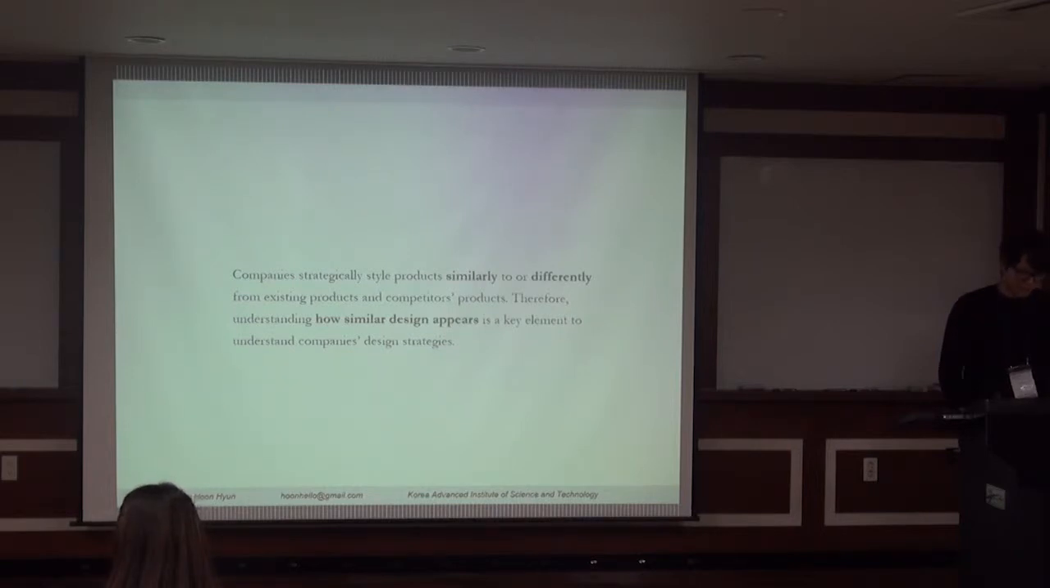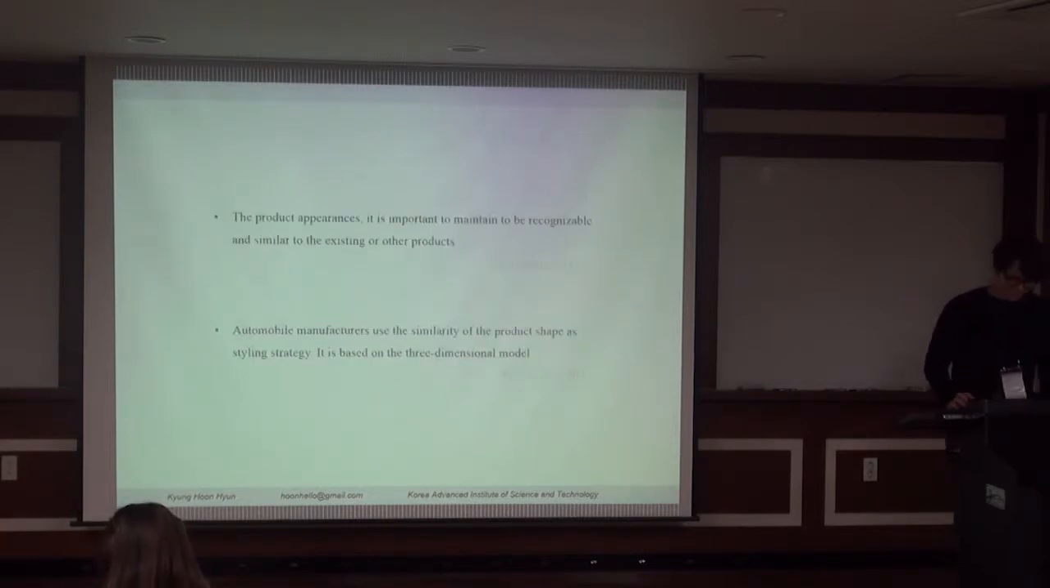So therefore, understanding how similar a design appears is a key element to understanding companies' design. And the product appearance is important to maintain so that it is recognizable. It needs to be unique while it is recognizable and similar to existing auto products. And researchers presented a way of analyzing style strategy based on product appearance similarities.